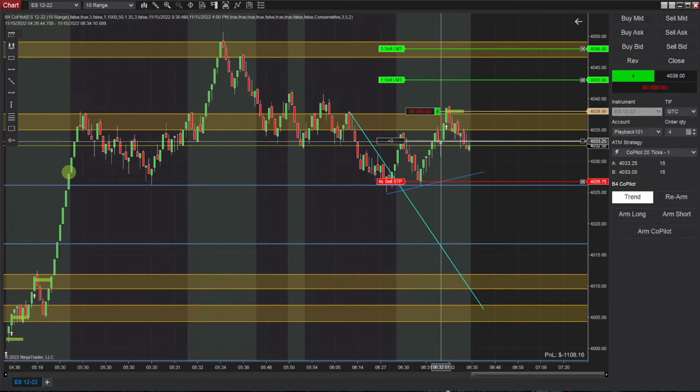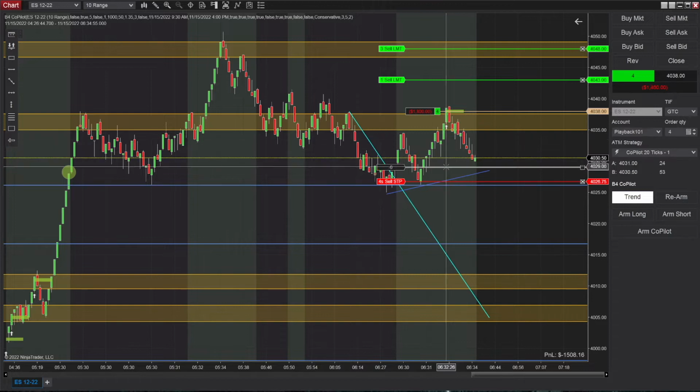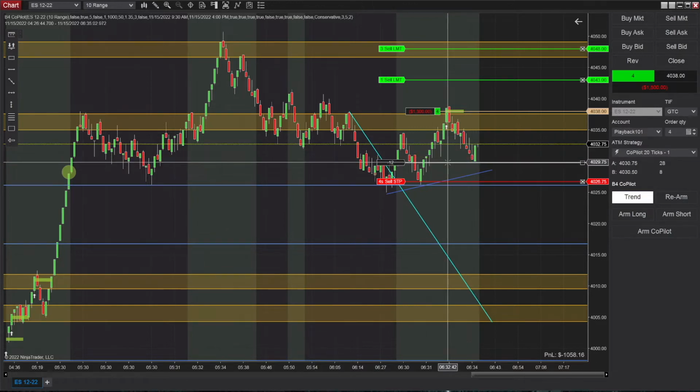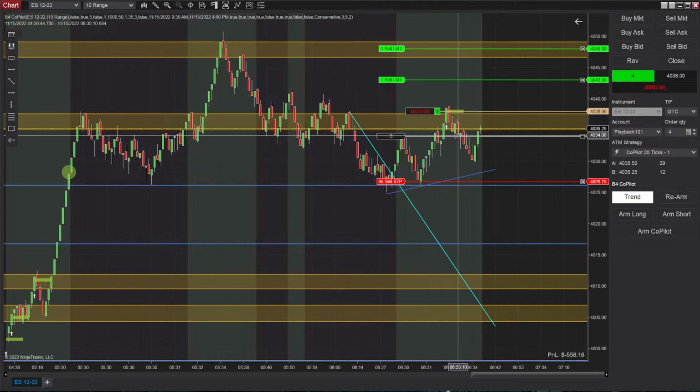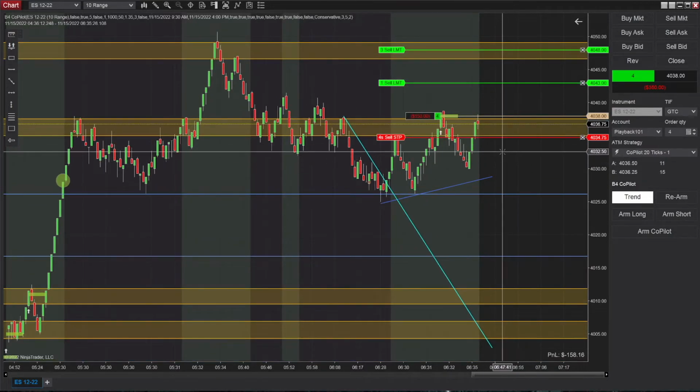The question often arises, what discretionary style trading is CoPilot used for? It's suitable for intraday trading, swing trading, and long-term position trading alike. Alright, we're holding support there. We're going to go ahead and set our stop loss.